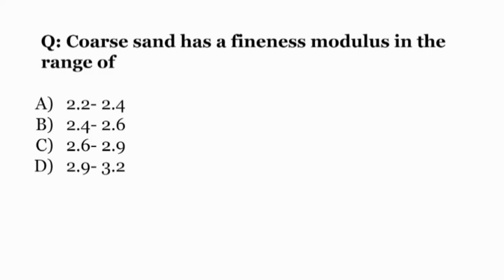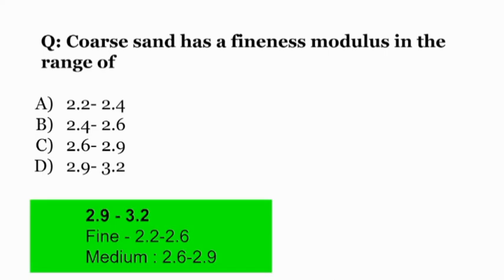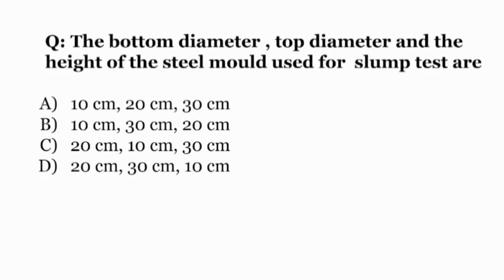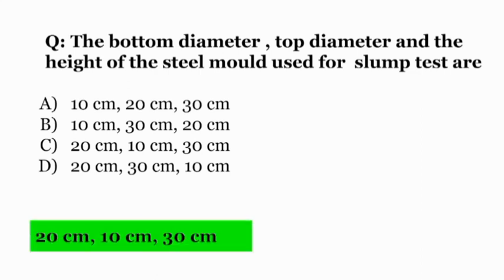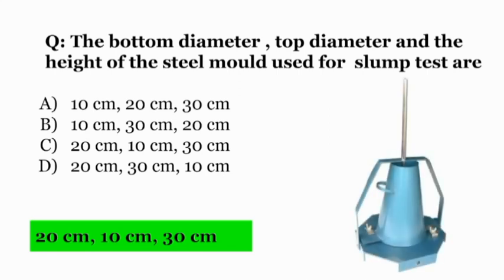Coarse sand has fineness modulus in the range of 2.2 to 2.4, or 2.4 to 2.6, option C 2.6 to 2.9, or option D 2.9 to 3.2. The correct answer will be option D 2.9 to 3.2. For fine sand, the fineness modulus is 2.2 to 2.6, and for medium sand it is 2.6 to 2.9. The bottom diameter, top diameter, and the height of steel mold used for slump test are: the bottom diameter is 20 cm, top diameter is 10 cm, and the height is 30 cm.